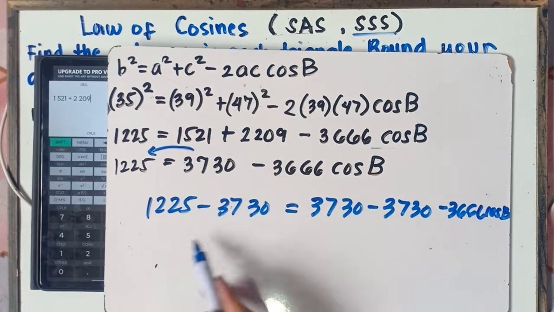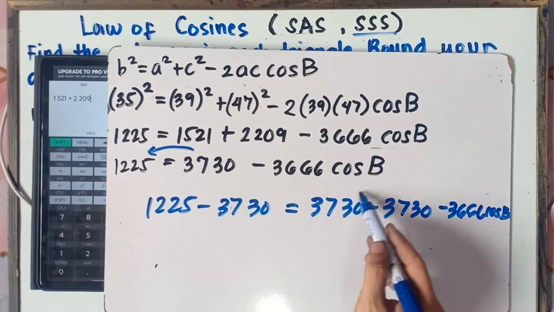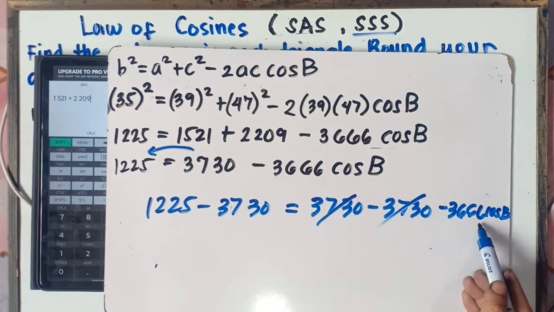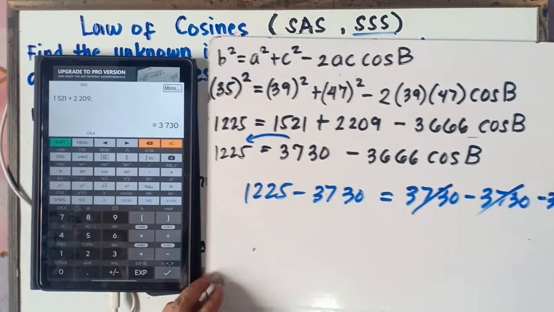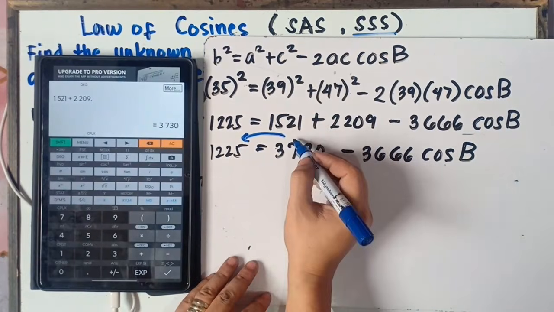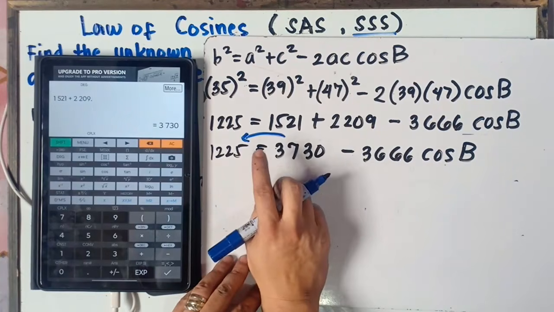Question, sir, why do we need to subtract both sides by 3730? So that, class, you can cancel this out, and the remaining expression will be only this negative 3666 cosine B. But it will be quite confusing, class, so therefore just simply transpose this one from right to left. And once you transfer it across this equal sign, you change the sign.